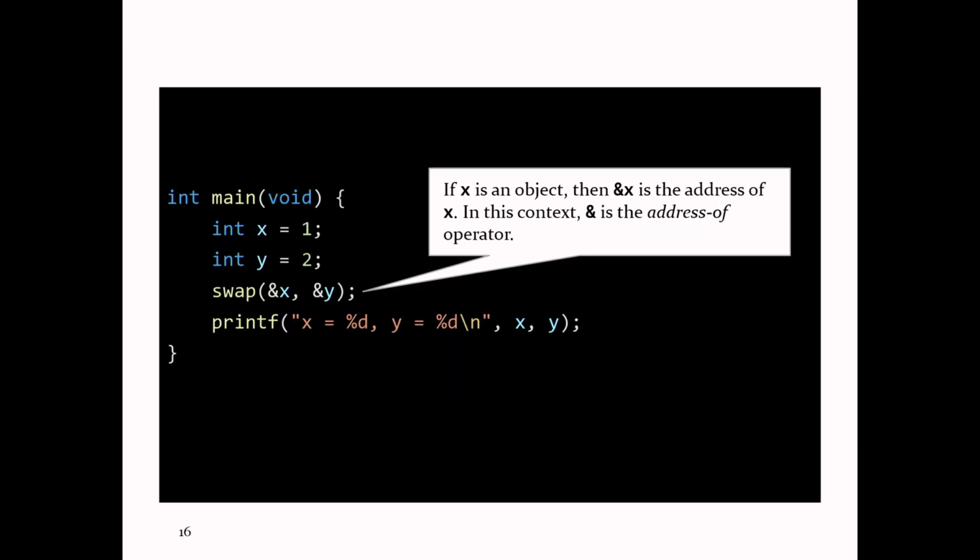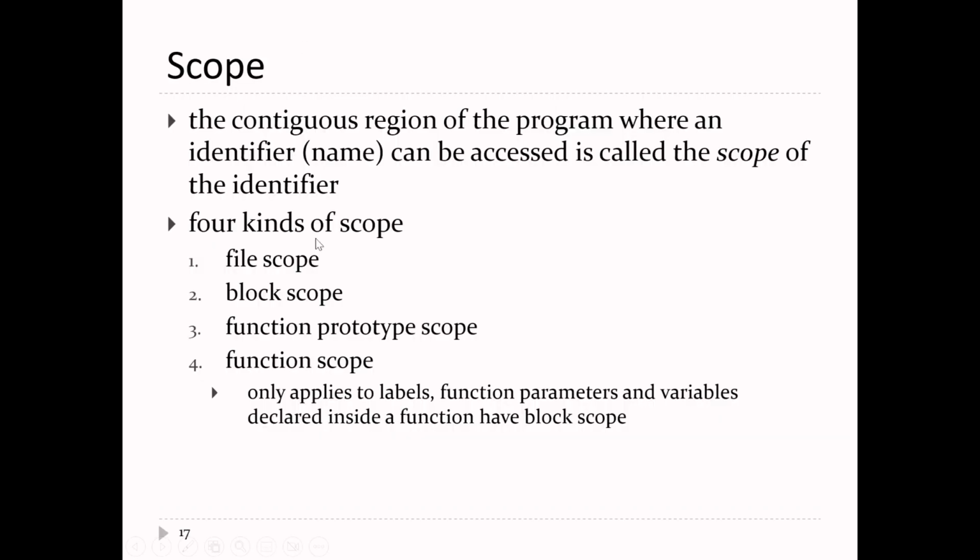The ampersand in front of a variable name is the address of operator. It gives you the address of the object. And so now you have a way to actually change the value of some variables that are owned by the caller. There are other uses of pointers other than this, and we'll see those later on in the course.